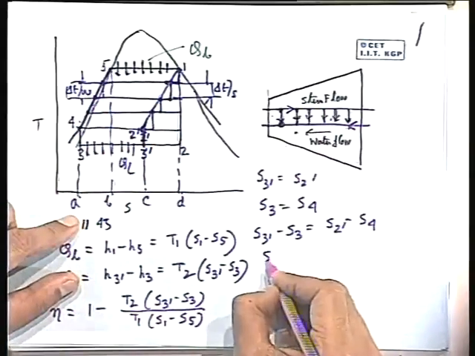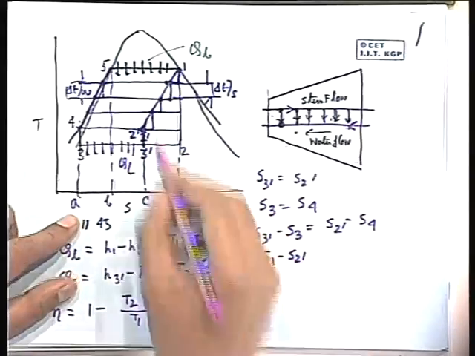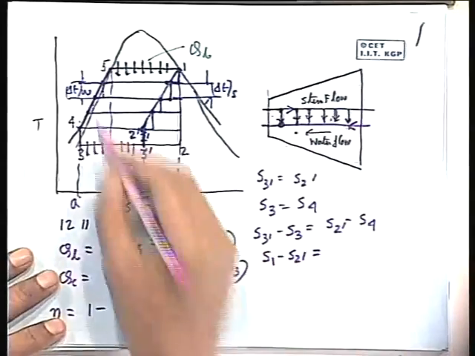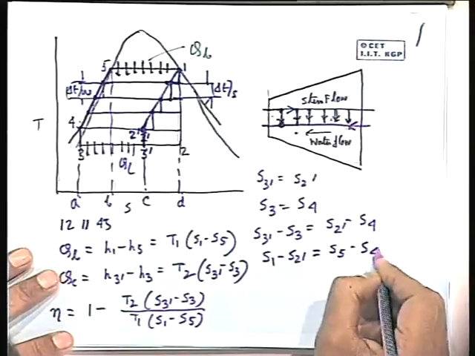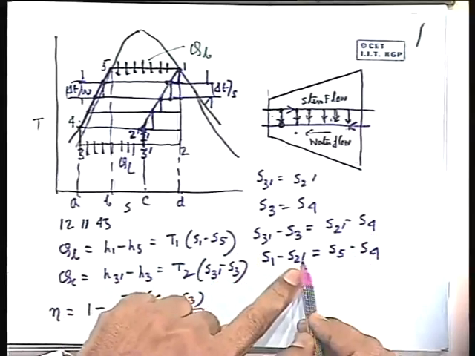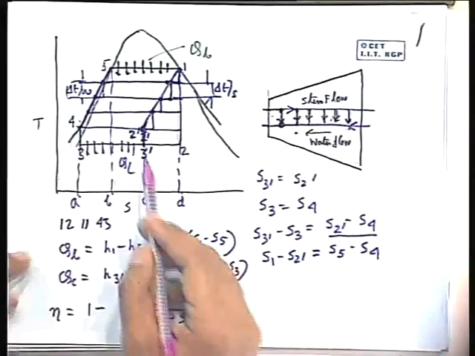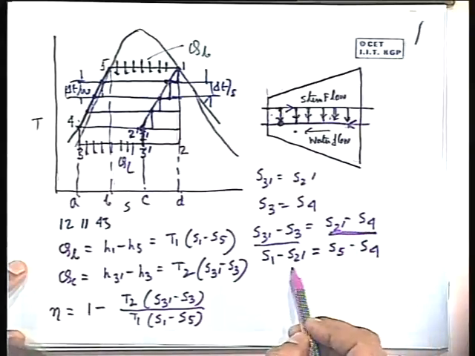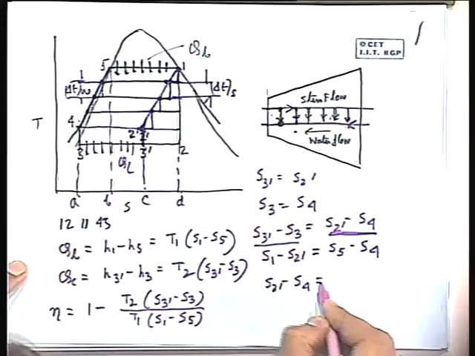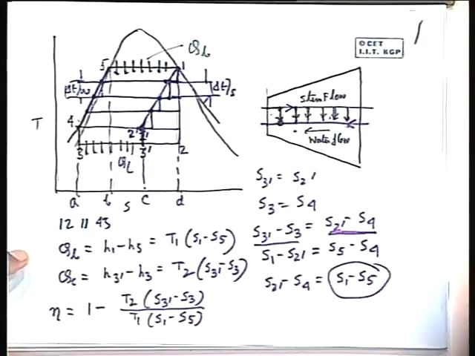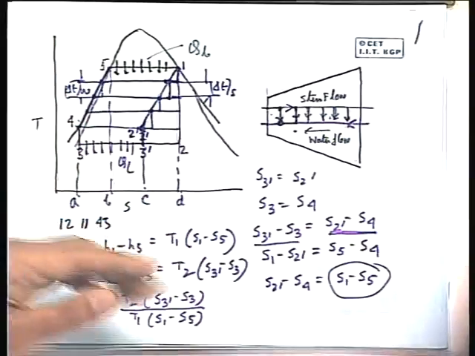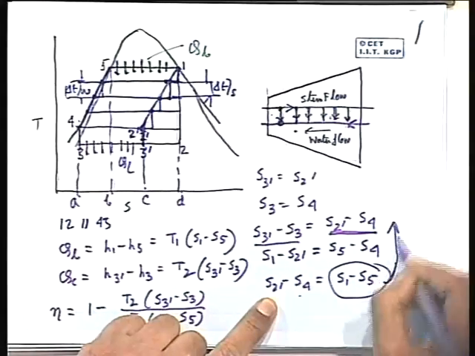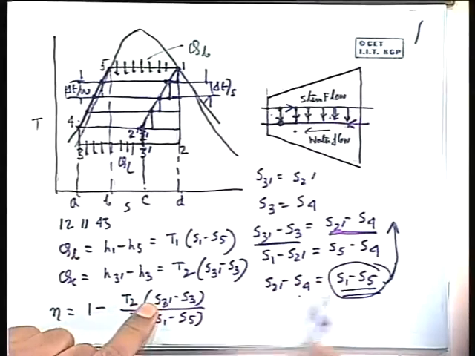That means for these two curves I can write, try to understand, S1 minus S2 dash, that means the decrease in entropy, is equal to the increase in entropy, because the entropy change of the universe has to be 0 in a reversible process. Okay? So therefore this is equal to S5 minus S4, which tells that S2 dash minus S4 is equal to S1 minus S5. Again S2 dash minus S4 is S3 dash minus S3, because S3 dash is S2 dash and S3 is S4. So S3 dash minus S3 is equal to S2 dash minus S4, which is equal to S1 minus S5.